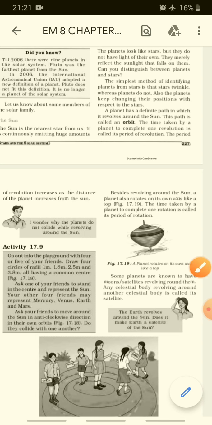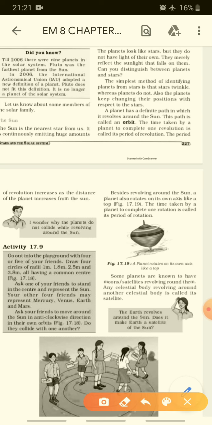Some planets are known to have moons, or satellites, revolving around them. Our Earth is a planet where life exists. The Moon, we learned, has barren, dusty land, so life does not exist there, and it has no satellite. There are certain planets which are known to have moons and satellites revolving around them.